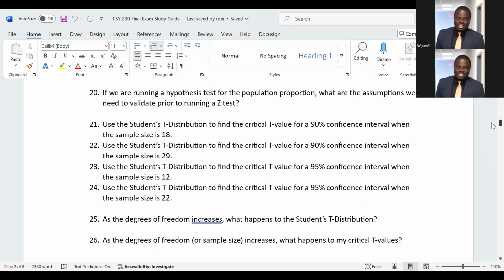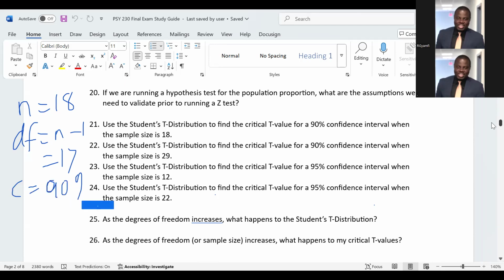Now with 21 to 24, we did this in class. So I'm just going to do one of these and then move on. So using the student's T distribution, find the critical T value for a 90% confidence interval when the sample size is 18. Now, this is a T distribution problem. When sample size is 18, degrees of freedom is n minus 1, which is 17. And then my confidence level is 90%, which is 0.9 or 0.90.